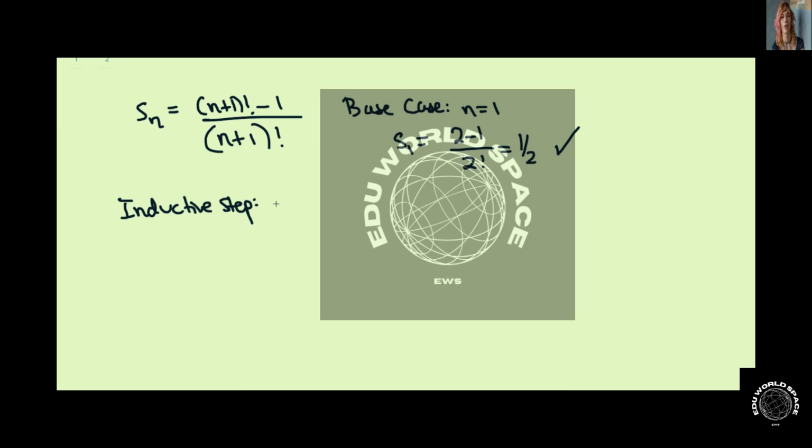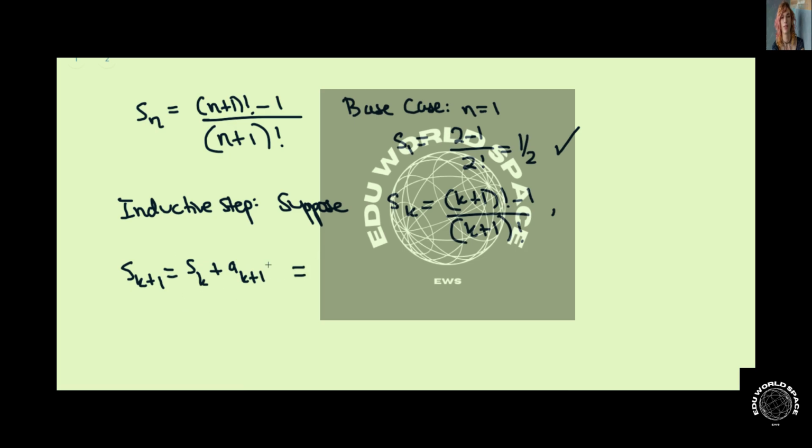Then we have the inductive step, where we go ahead and suppose that this equation is true for some value. Let's call it k. So k is just some particular value of n for which this equation is true. And now I'd like to show that we have a similar formula for Sk plus 1. So on one hand, Sk plus 1 is Sk plus A(k plus 1).